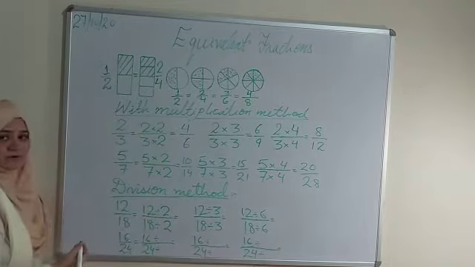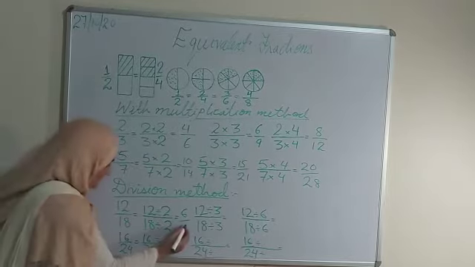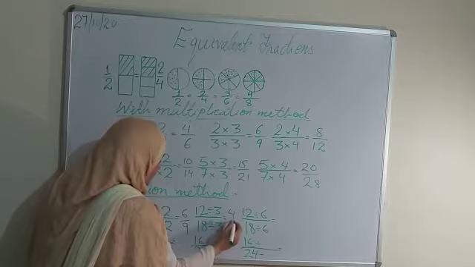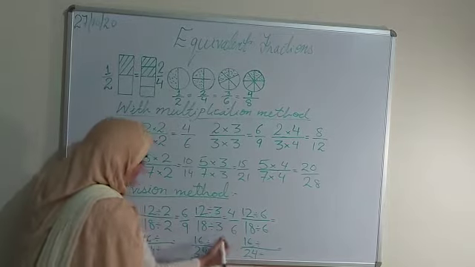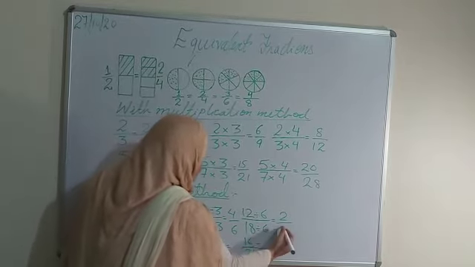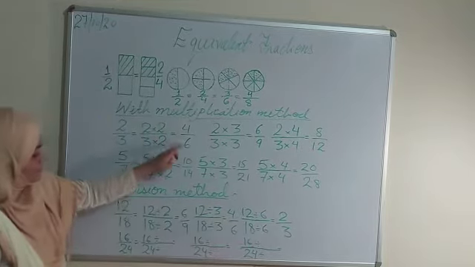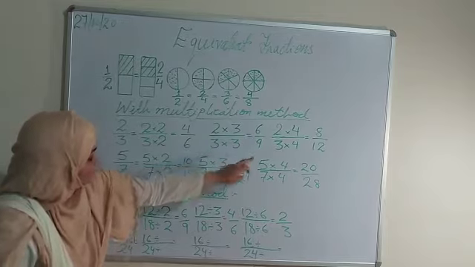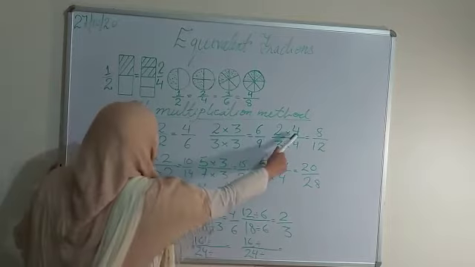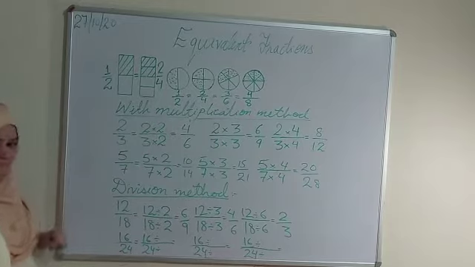So 12 divided by 2, how much? When we divide 12 by 2, we get 6. 18 divided by 2, how much? 9. 12 divided by 3 gives you 4. 18 divided by 3 gives us 6. 12 divided by 6 gives us 2. 18 divided by 6 gives us 3. Now you can see 2 upon 3, 4 upon 6, 6 upon 9. At the end, since we multiplied by 4, if we multiply by the other numbers, we will get those also.